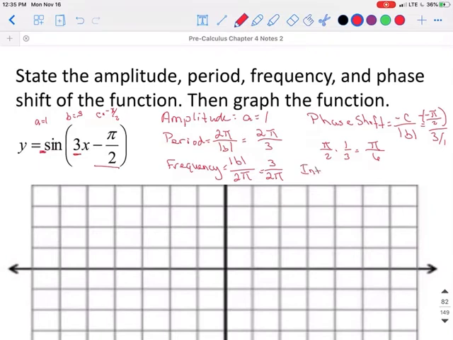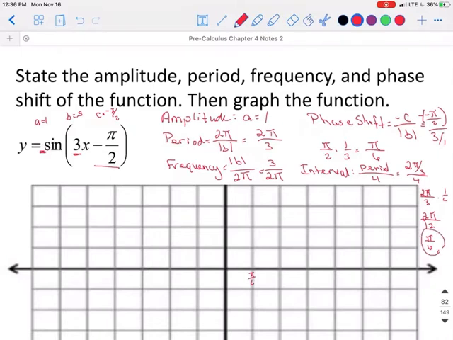Now we also need to find your interval to see how frequently we need to change. And remember from last time I said that the interval is the period over 4. Our period is 2 pi over 3, and if we divide that by 4, that's going to give us 2 pi over 3 times 1/4, or 2 pi over 12, which can be reduced to pi over 6. So this tells us every pi over 6, our graph is going to be changing.